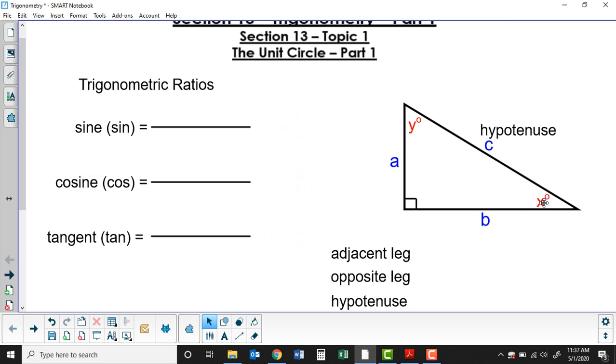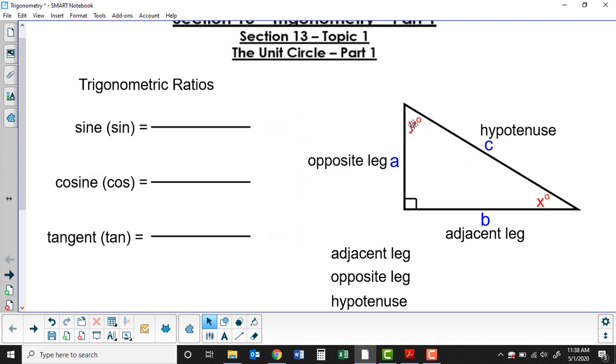So if we're talking about this x angle, which one of these sides, A or B, would you say would be next to x? Well, it's definitely not this A side over here. It's way over here. So the adjacent leg to this x angle would be this one right here. The opposite leg to this x angle would be this one over here. So from this x angle, this is the opposite leg. This side is the adjacent leg because it's the leg that's right next to it. And of course, this side remains the hypotenuse all of the time.